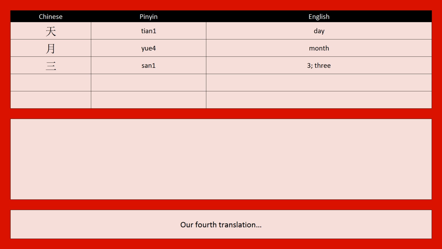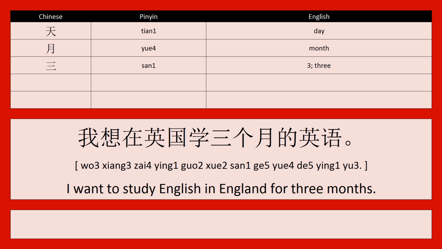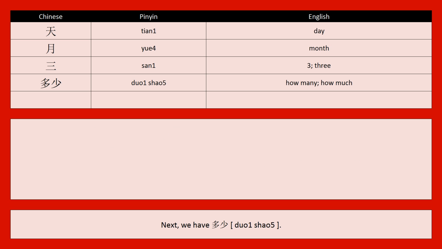Our fourth translation. I want to study English in England for 3 months. 我想在英国学3个月的英语。 Next, we have 多少. This is the pronoun and determiner how many or how much. The pinyin is D-U-O first tone and S-H-A-O neutral tone.